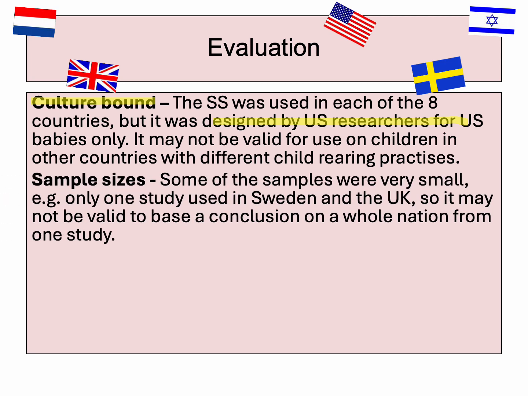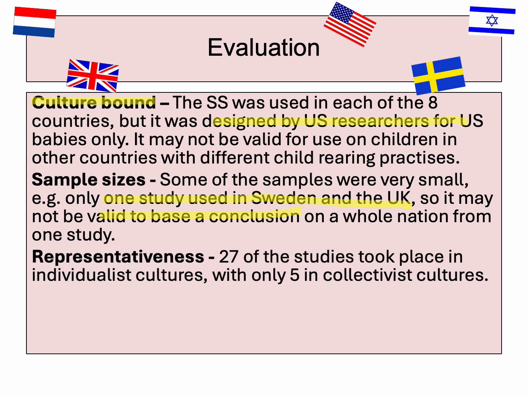The sample sizes in studies were quite small. There was only one study used in Sweden, so it might not be valid to base a whole conclusion on cultural variations just on such small studies. But they did use a very large sample size of almost 2,000 children. However, again, 27 of the studies took place in individualistic cultures. That's like the UK, the USA. Remember, 18 of them were in the USA alone, and only 5 were in collectivist cultures like Japan, Israel.